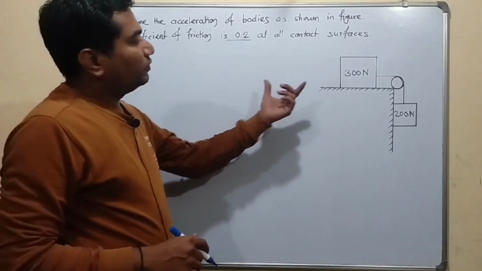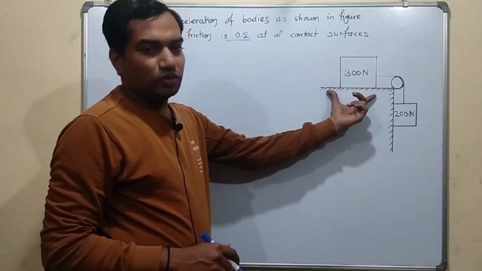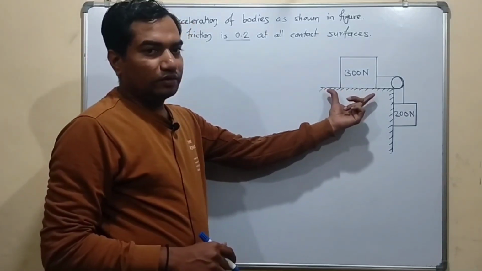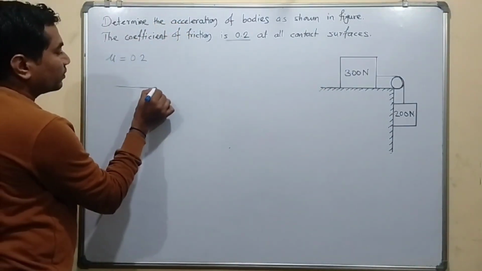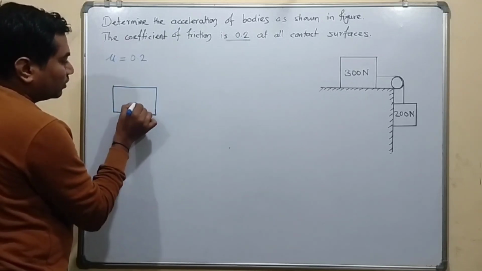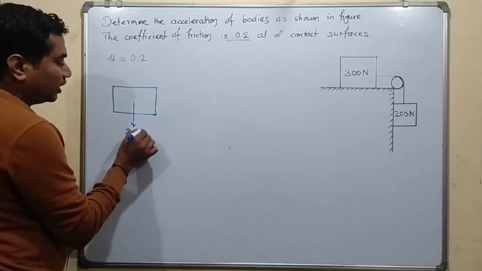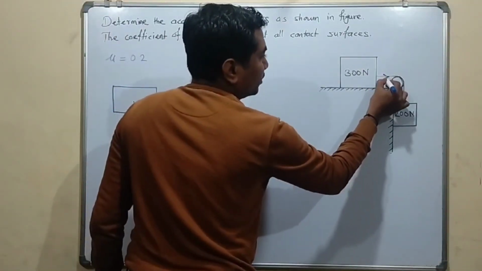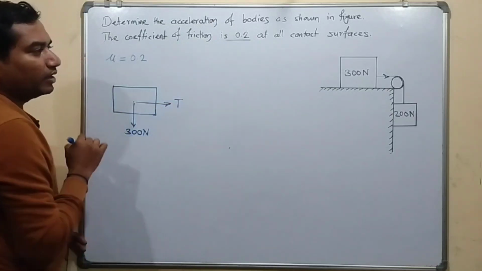Now we have to draw the free body diagram of the first block. Always take the block which is resting on the horizontal surface. So we are going to solve this block of 300 Newton, and we are drawing the free body diagram for this block. The self weight of the block is acting vertically downward, and it is 300 Newton. Then the tension in the string is acting towards the right, and it is denoted by T.